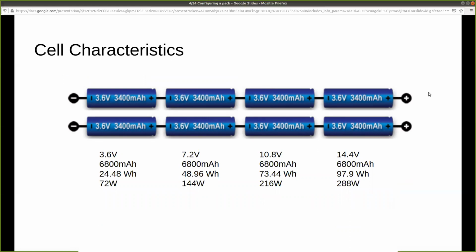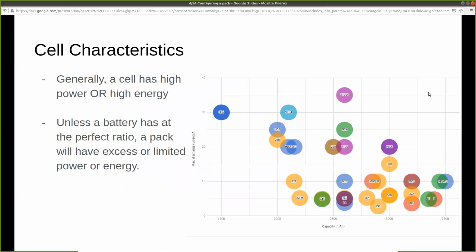And this pattern is exactly what would happen if you added more cells in series or more cells in parallel. You're effectively increasing the amount of energy stored, increasing the voltage, increasing the capacity, and increasing the amount of power. So an important thing to note is that the way you increase power and energy is dependent on the characteristics of the battery you are using.